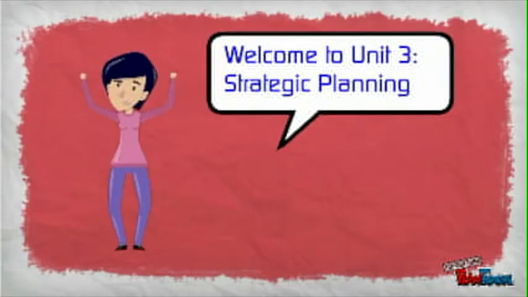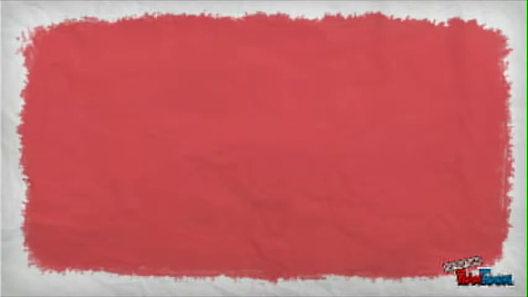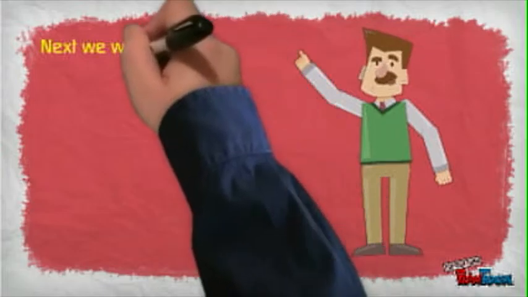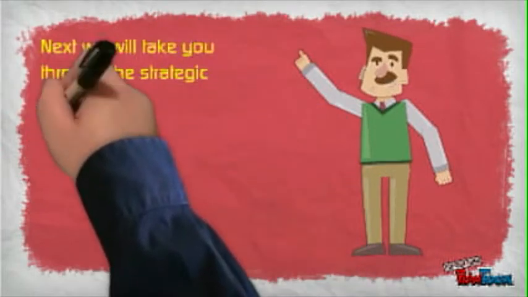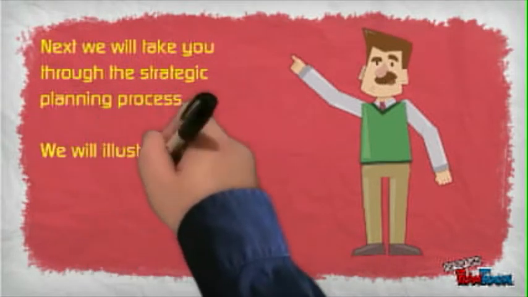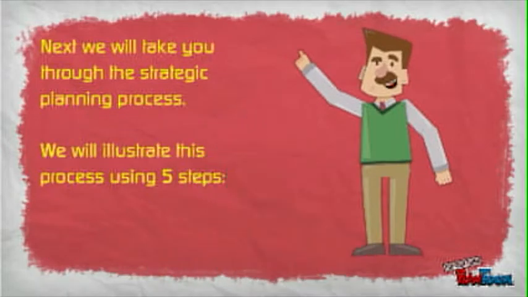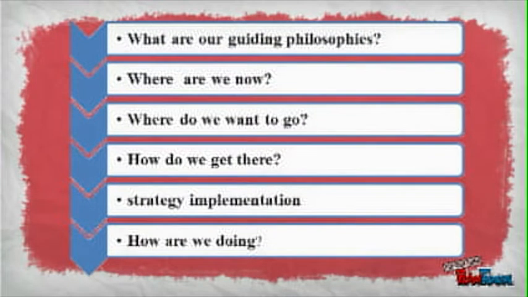Unit 3, Strategic Planning. Next, we will take you through the strategic planning process. We will illustrate this process using 5 steps. Step 1. Define the fundamental statements. What are our guiding philosophies? This requires that the institution creates or affirms the vision and mission. In addition, the core values of the institution need to be identified.